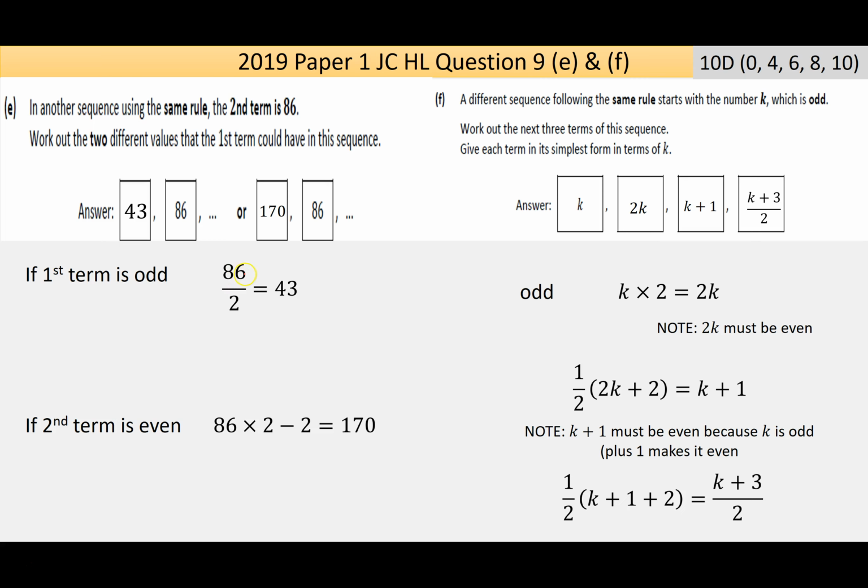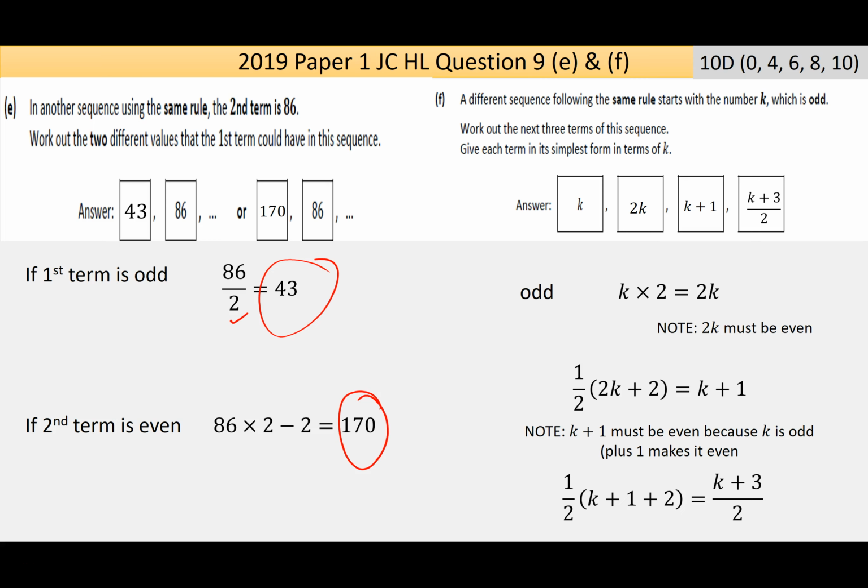So if the first term is odd, it would have been multiplying by 2. So the reverse of that is to divide by 2. 86 divided by 2 is 43. Now, if the first term were even, you would have divided by 2 and added 2. So the reverse, the opposite of that, is multiplying by 2 and taking away 2. So 86 times 2 is 172, take away the 2 is 170. That's it.